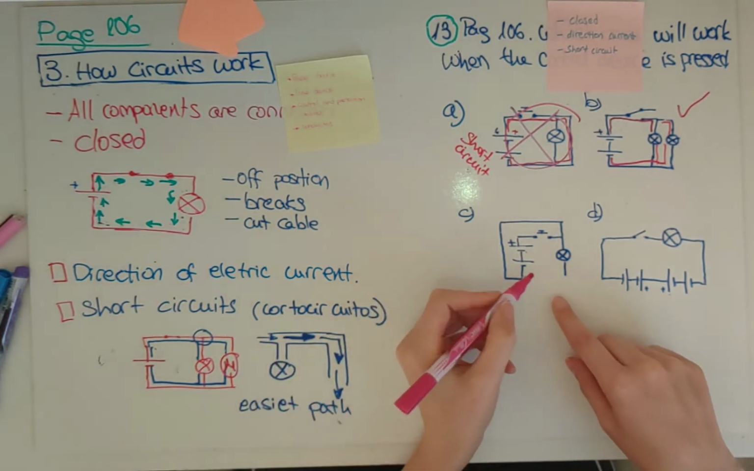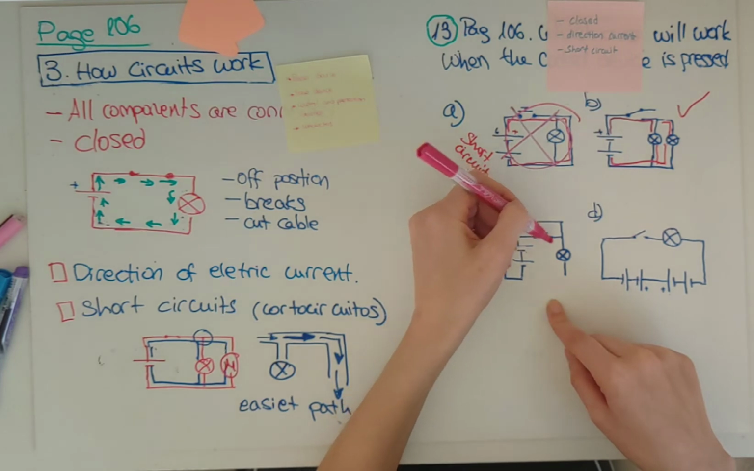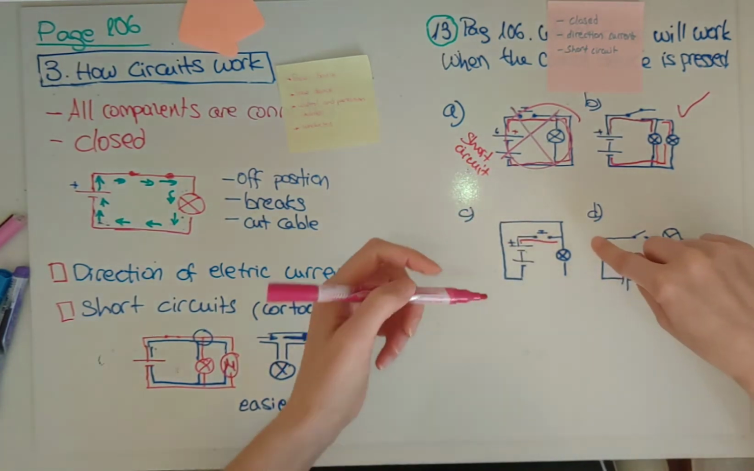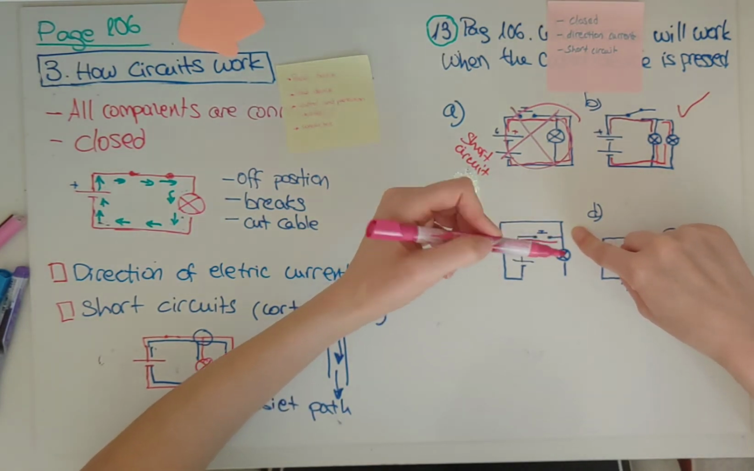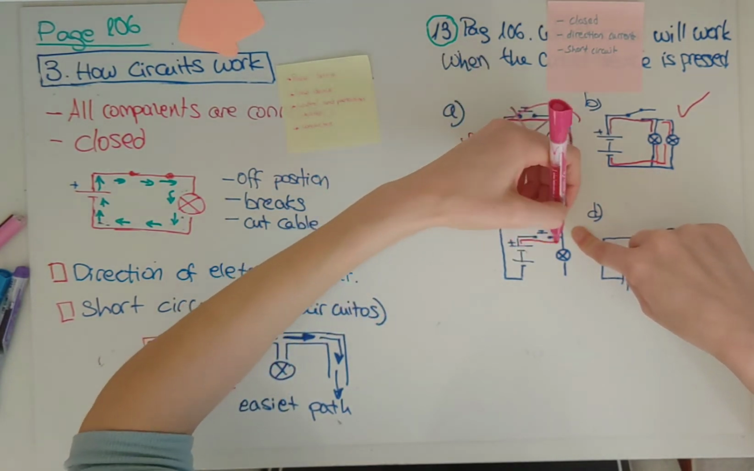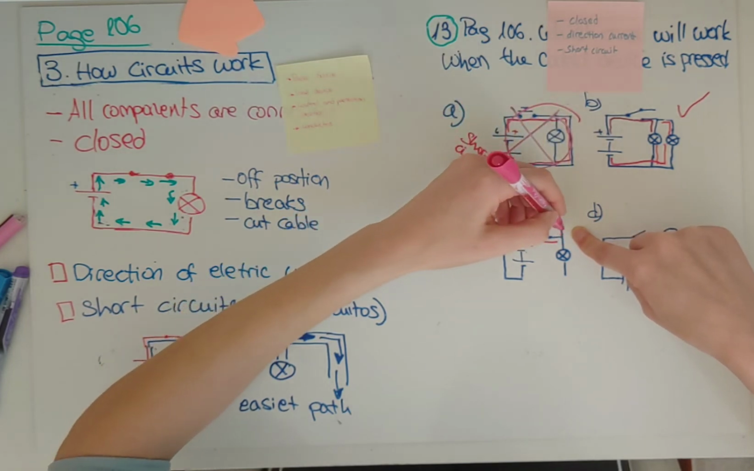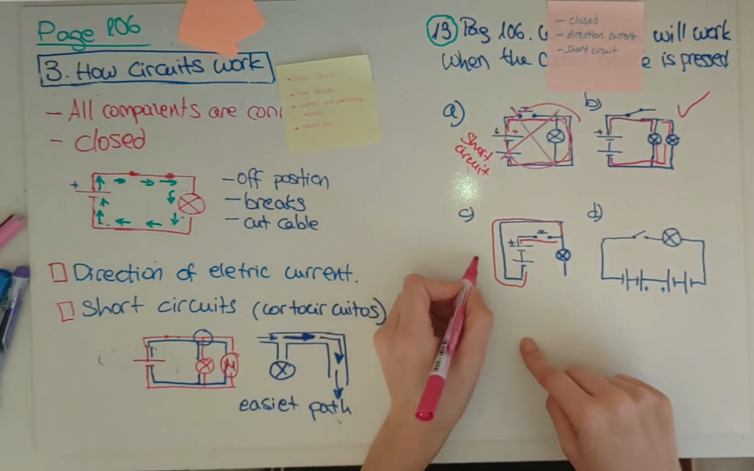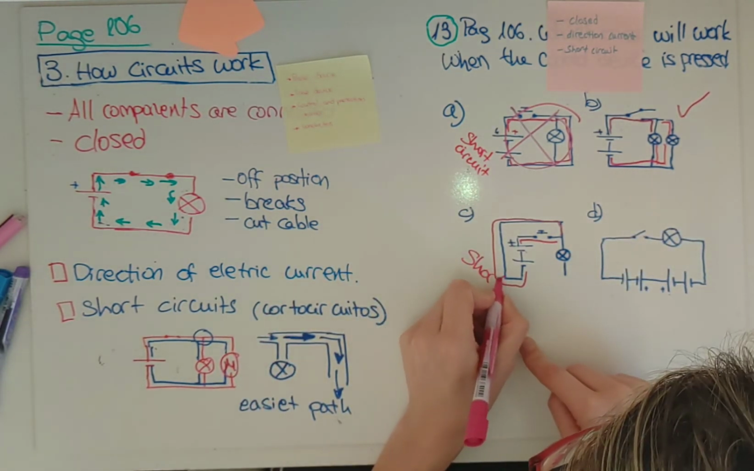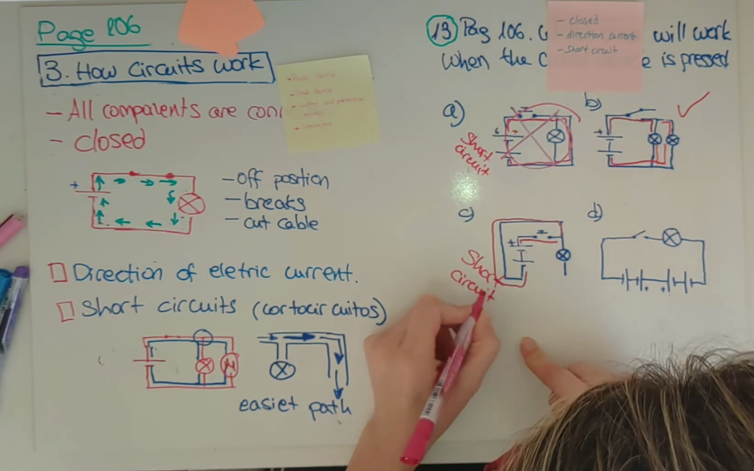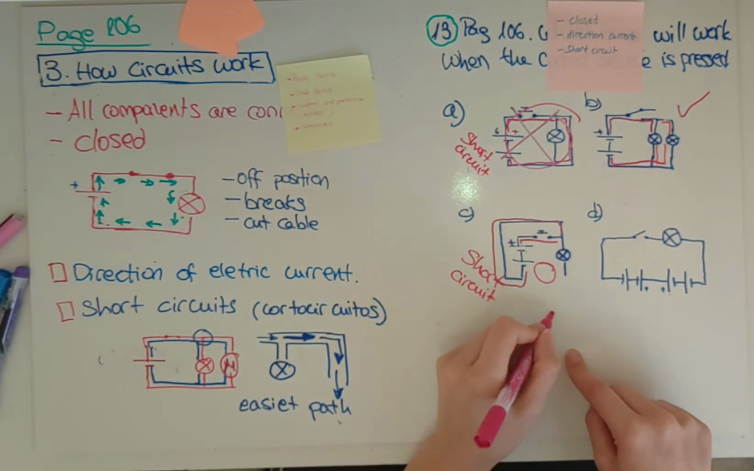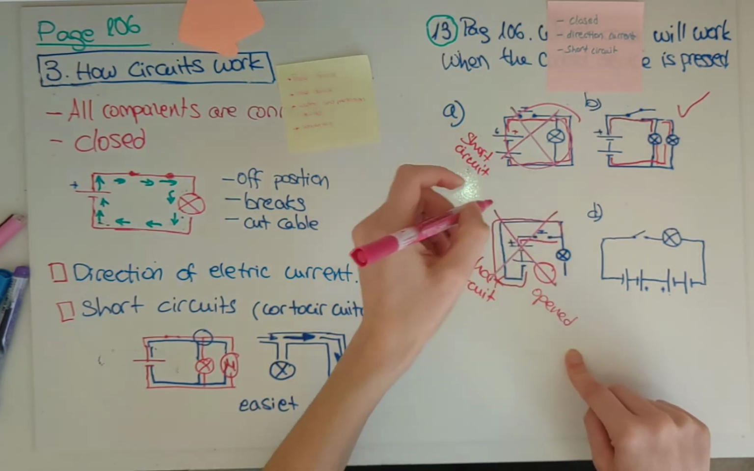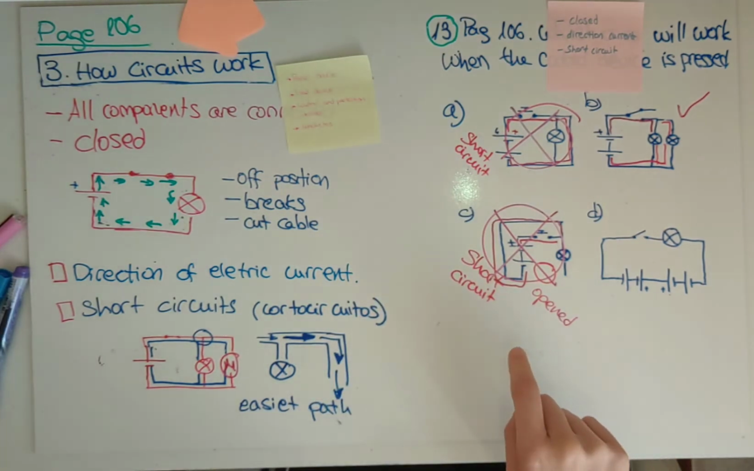Circuit C. When I press the push button, the electricity is going to take the easiest path. I mean, is there any load device? No. So this is a short circuit, but also it is open. Okay, so this circuit won't work.